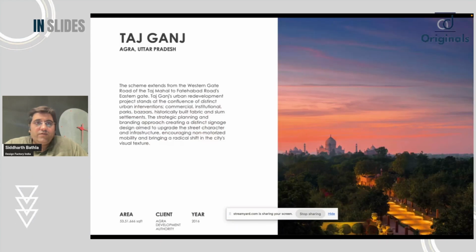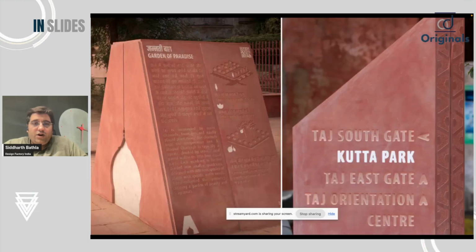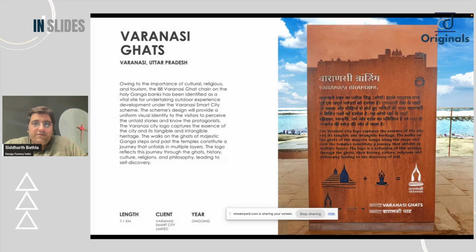Then, of course, we do a lot of urban design projects also. Like we have reconserved and redeveloped the area around Taj Mahal, and did a lot of branding and signages for the area of Taj Mahal itself. Then we did a lot of branding and signages and storytelling and redeveloping the area of Varanasi Ghats.